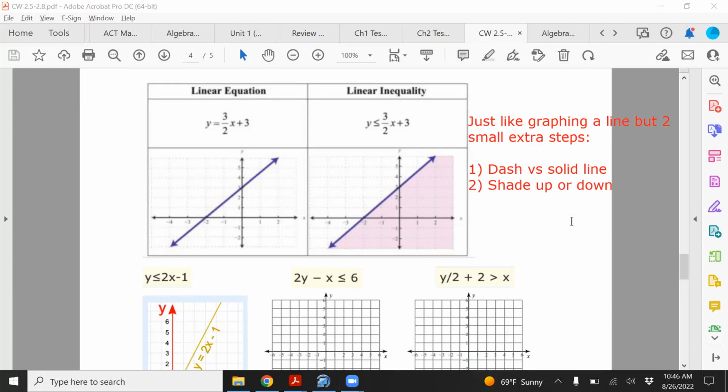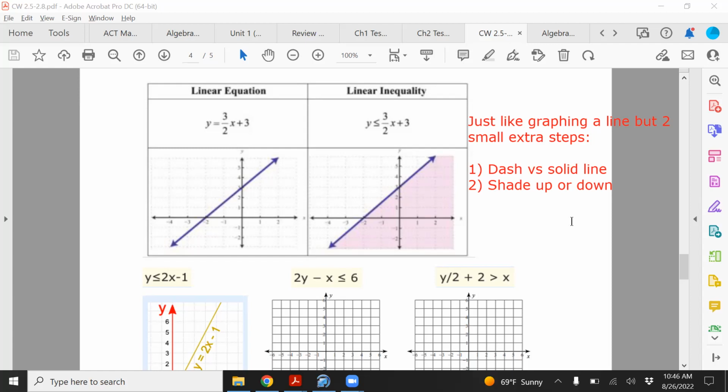No equal sign. Solid line if it's greater than or equal to, dotted line if it's just greater than, because it's not inclusive. And if it's greater than, you shade the upper portion. I also annotated it in the text box.